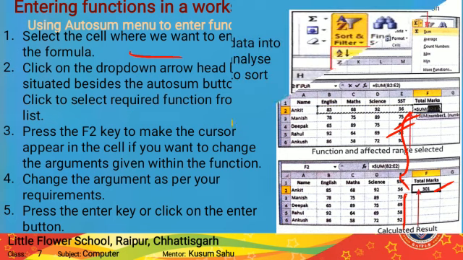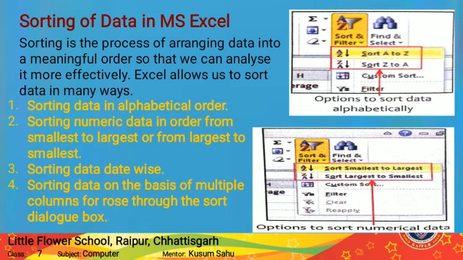Now come to the next term, that is sorting of data in MS Excel. Means how to sort the data in MS Excel. Sorting is the process of arranging data into a meaningful order so that we can analyze it effectively. Means sorting means we have to sort the data in a meaningful order so that we can easily find out that data. First, sorting in alphabetical order.